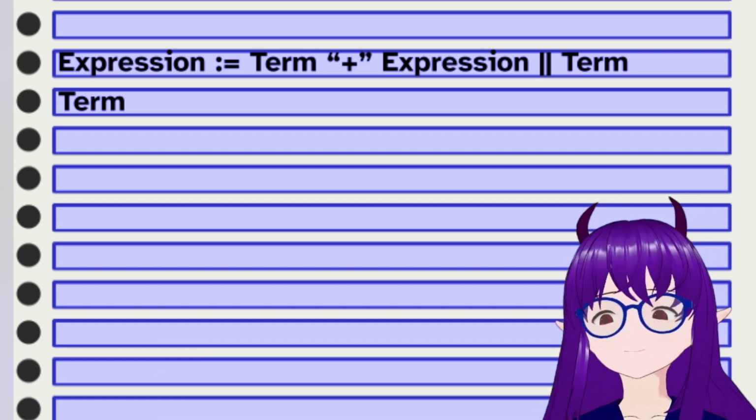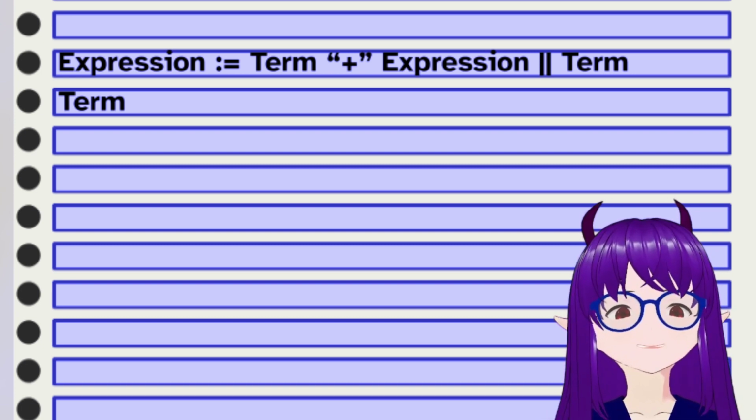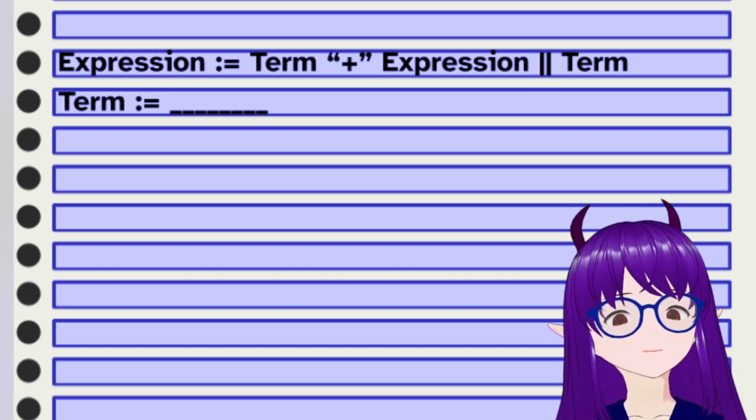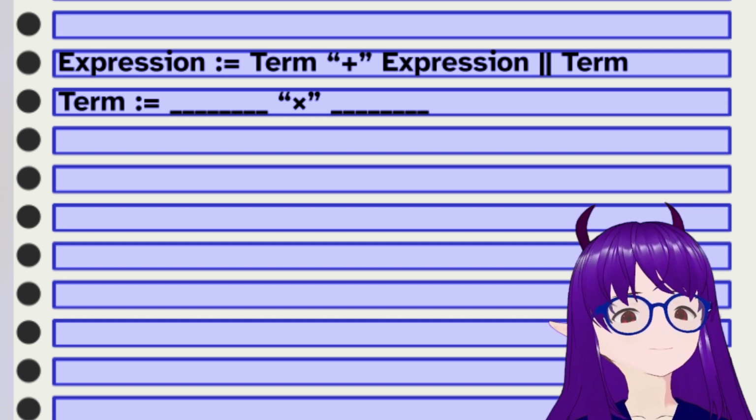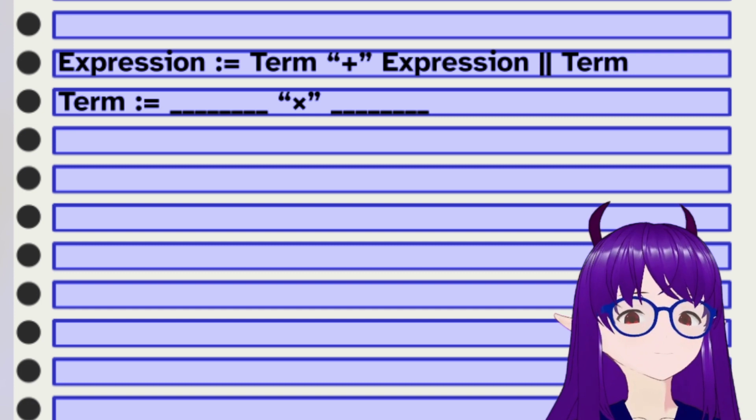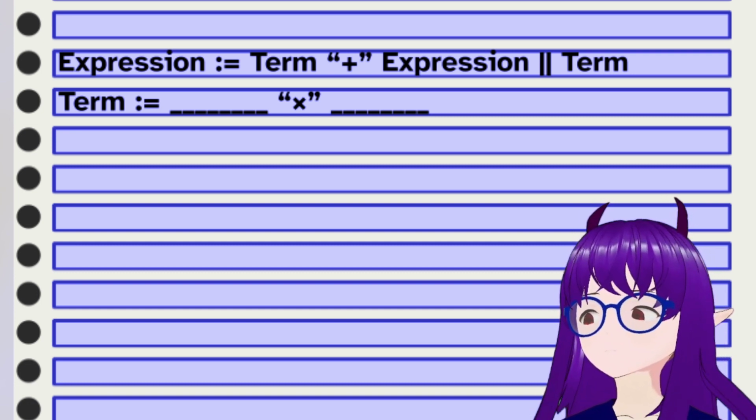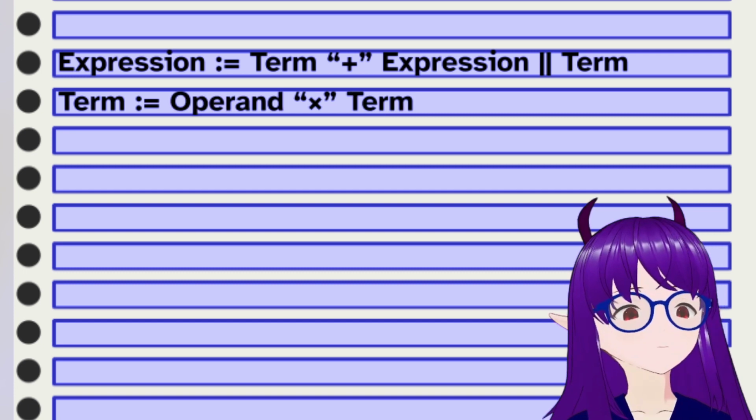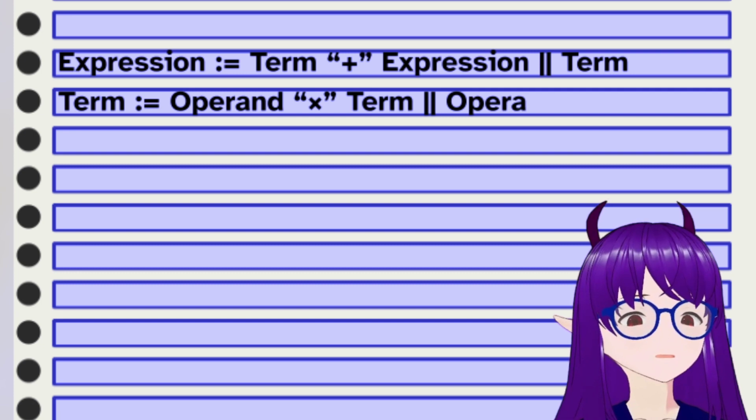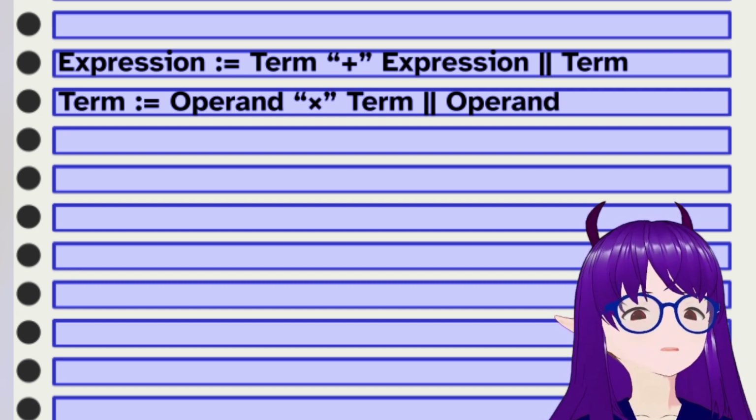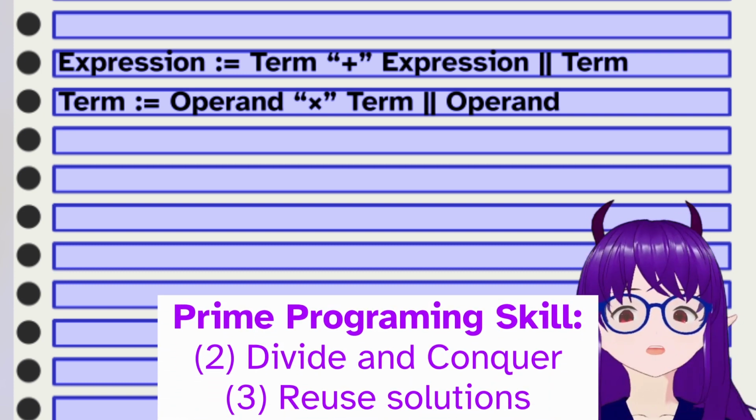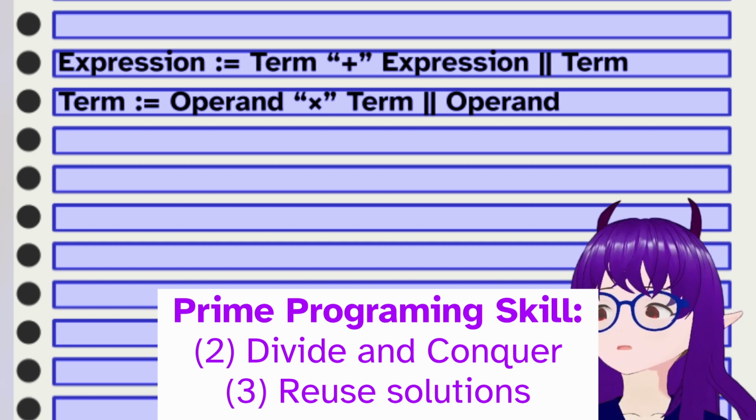Since times binds the next tightest after addition, we know that times has to be on this level. Term is something times something. We can apply the same logic about repetitions and options we had for addition to work out the term should look something like this. Term is operand times term, or it is operand. We haven't even started programming yet, but here's the next key insight for programming. If you see something common, just reuse the solution you used before.